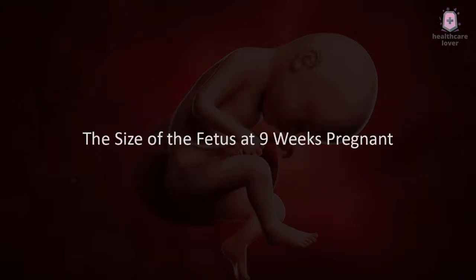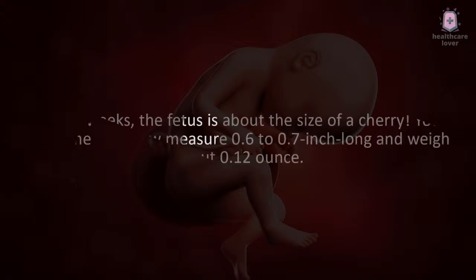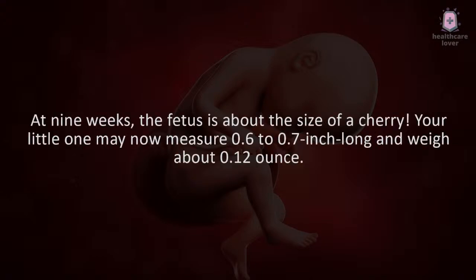The size of the fetus at 9 weeks pregnant. At 9 weeks, the fetus is about the size of a cherry. Your little one may now measure 0.6 to 0.7 inch long and weigh about 0.12 ounce.